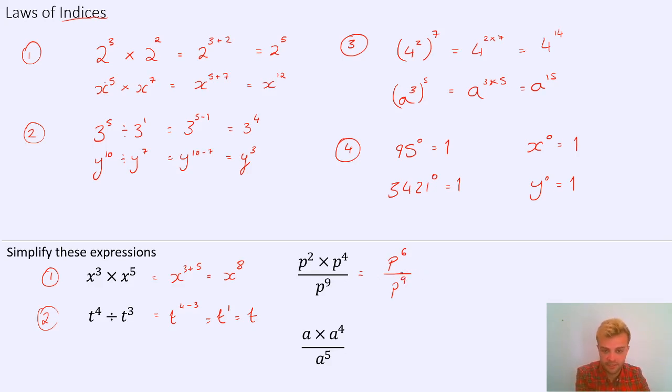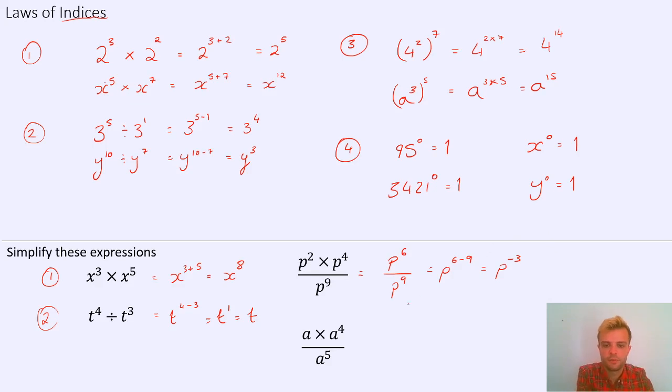Remember that fraction is a divide, because now we know it's a divide, we can use rule 2, and if we're dividing, we subtract the powers, and our answer is going to be p to the power of 6 minus 9, which is p to the power of negative 3. That's the first time we've seen a negative power, actually. They are allowed, they are absolutely fine. You just treat them the same way as you do all the others.